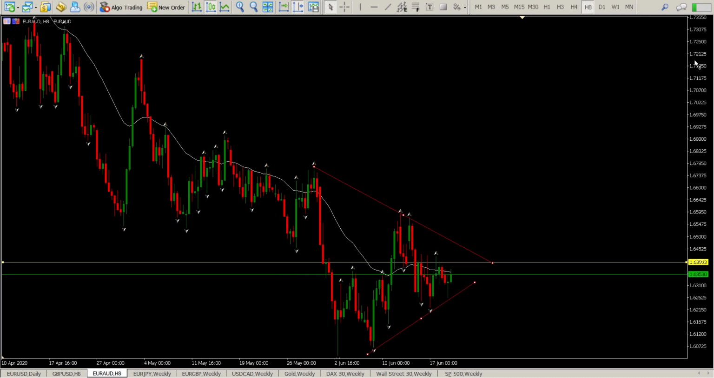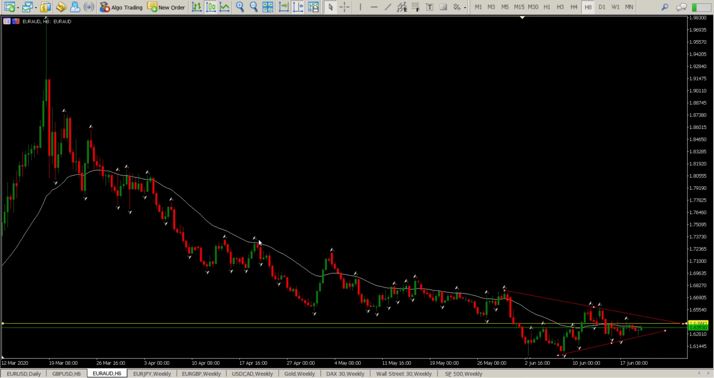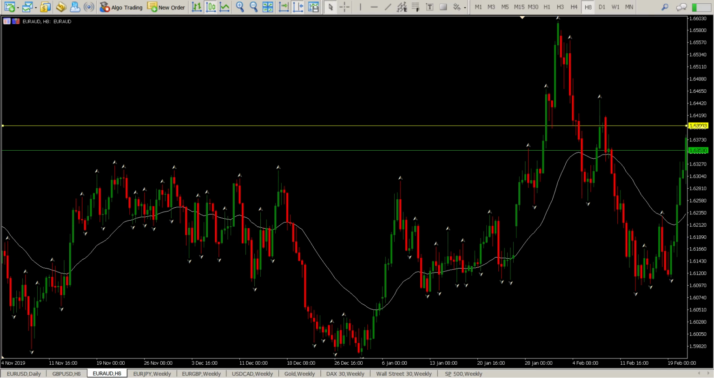For this, I need a break of this triangle one way or another. A break to the downside would have me looking for short targets all the way down to 1.59275. A break to the upside, and you can see we've got this level drawn in at the moment, and I can fine tune it, because look at that congestion there.